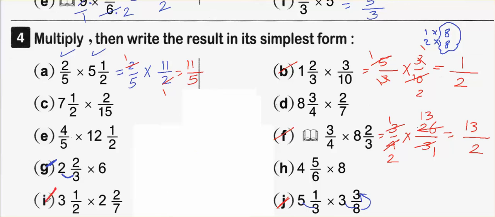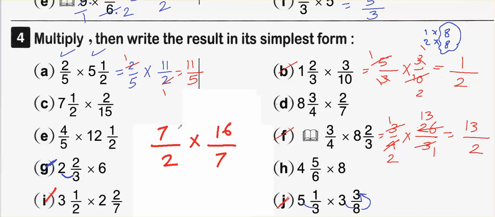Letter I. Two mixed numbers, 3 and 1 over 2 times 2 and 2 over 7. Put the same denominators first. 3 times 2 is 6, 6 plus 1 is 7. 2 times 7 is 14, 14 plus 2 equals 16.